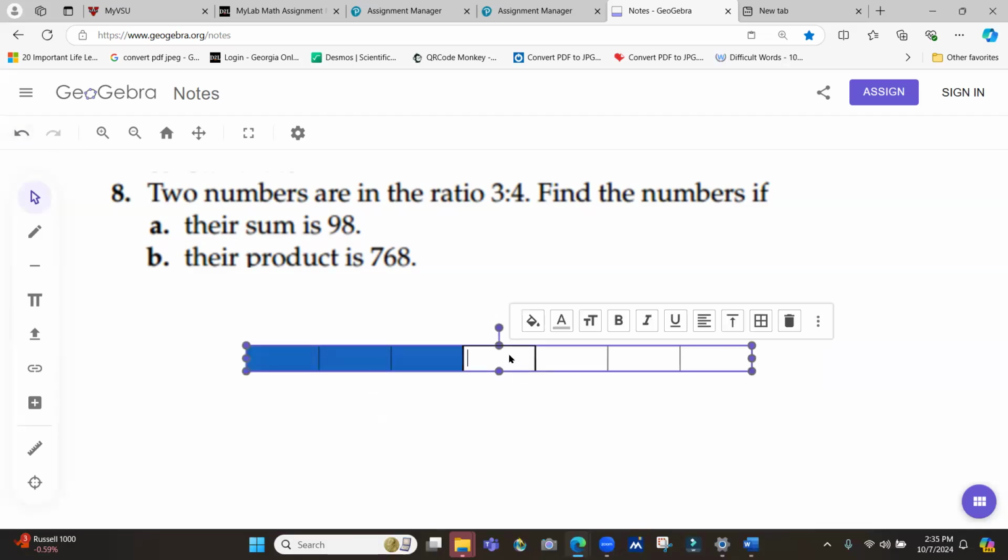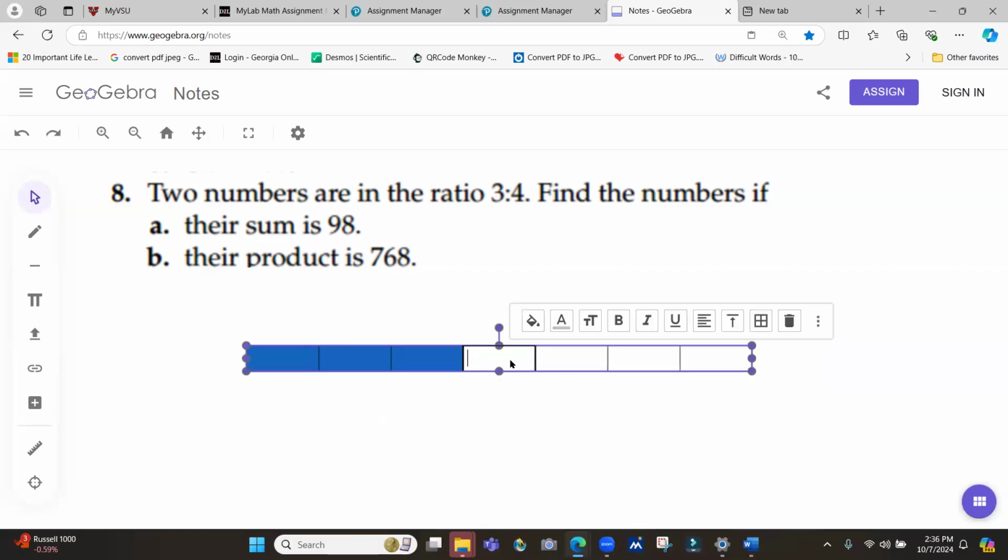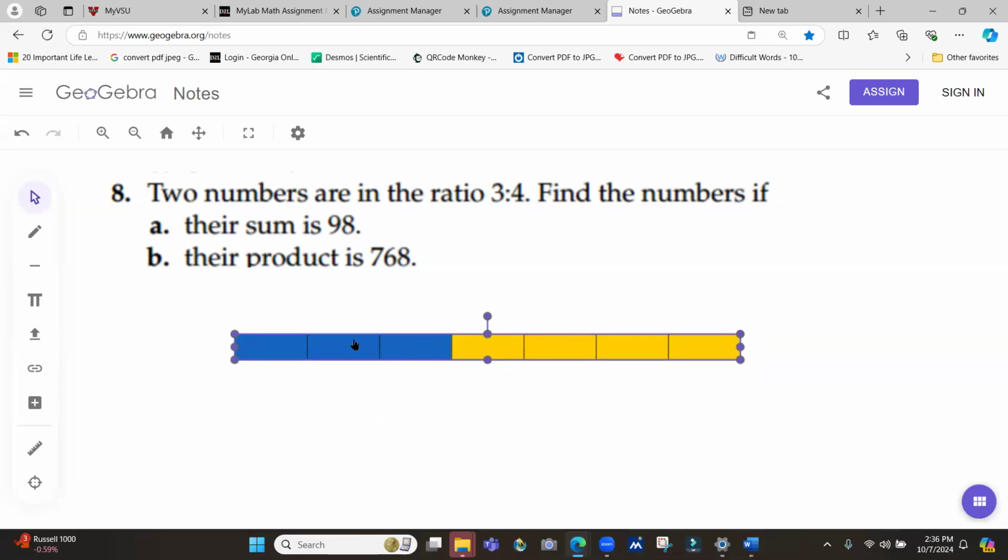And the second number is yellow. Okay. All right, guys. This is the first number. This is the second number. What does that mean, guys?